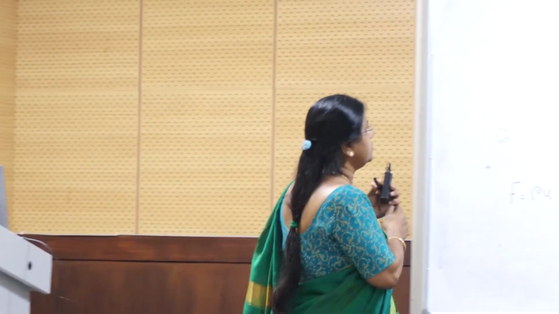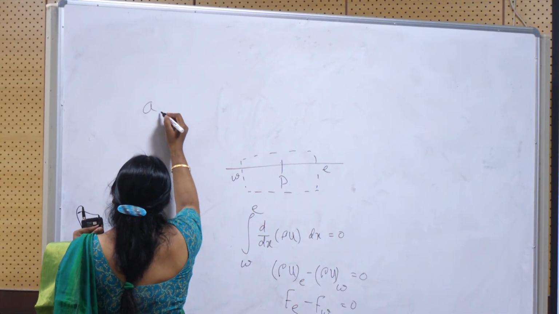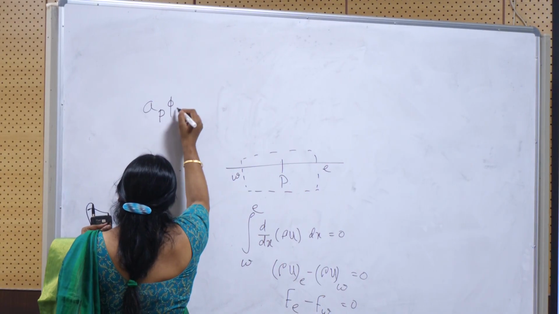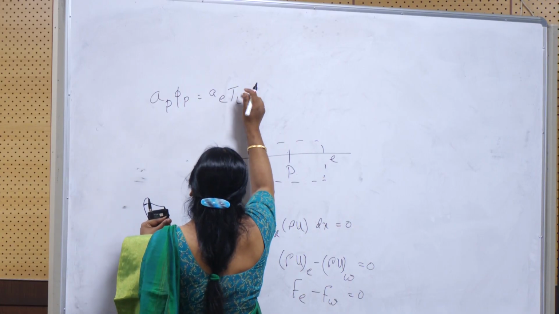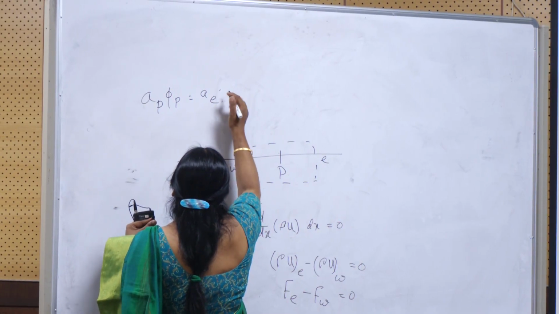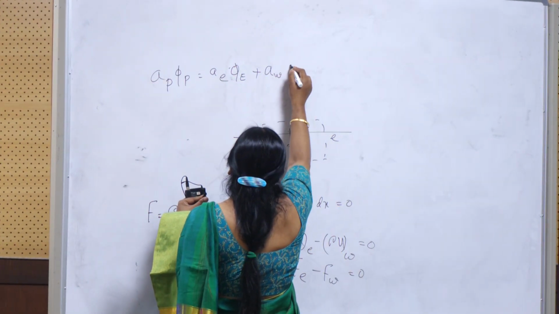So one way to deal with this nonlinear term is rewriting like this. Now again you have to collect terms in the usual way. AP phi P equals to, can you recollect? Yesterday we have written AP TP equals to, now we are going to write down the next step. Instead of T we have phi: AE phi E plus AW phi W.